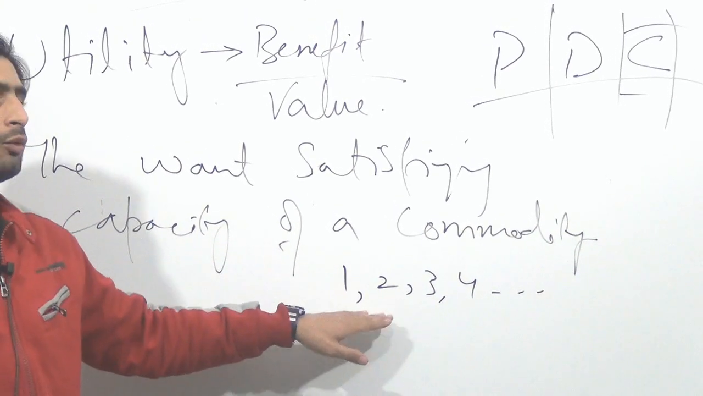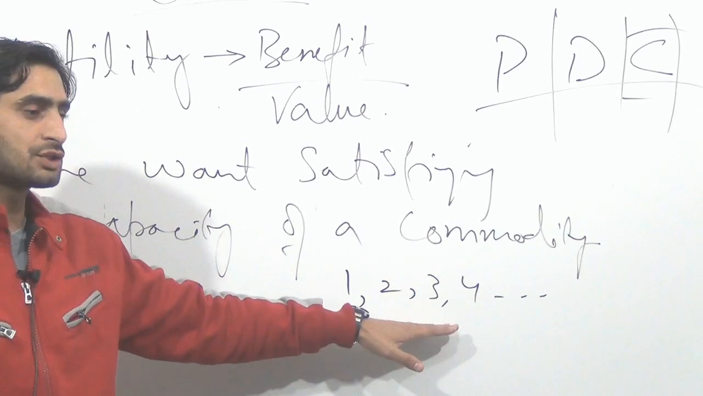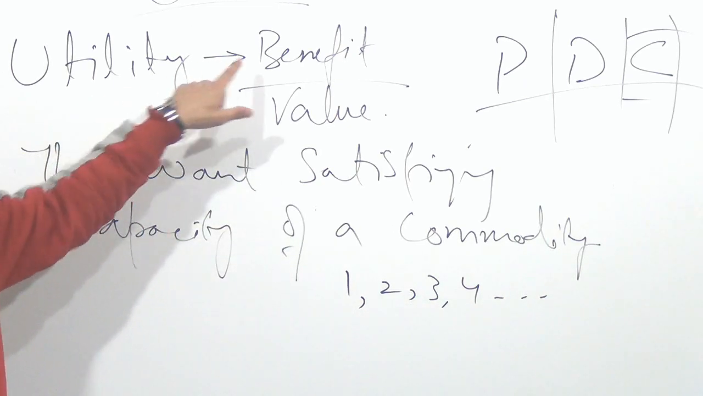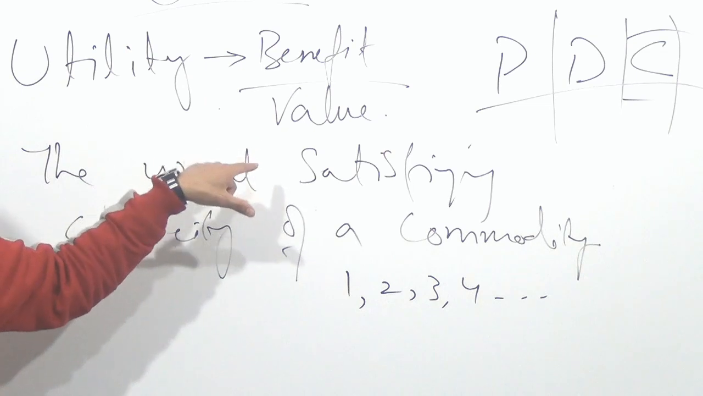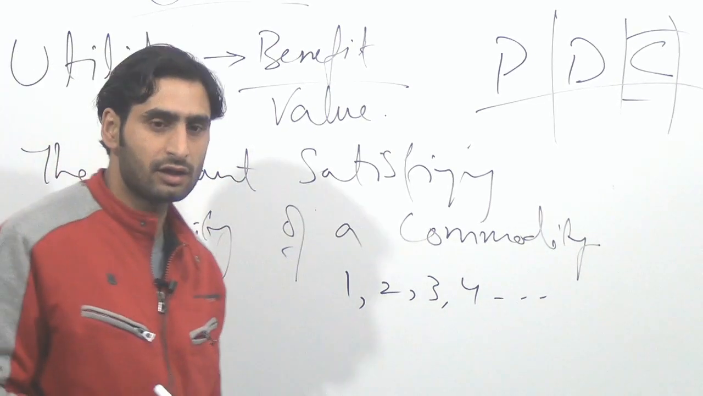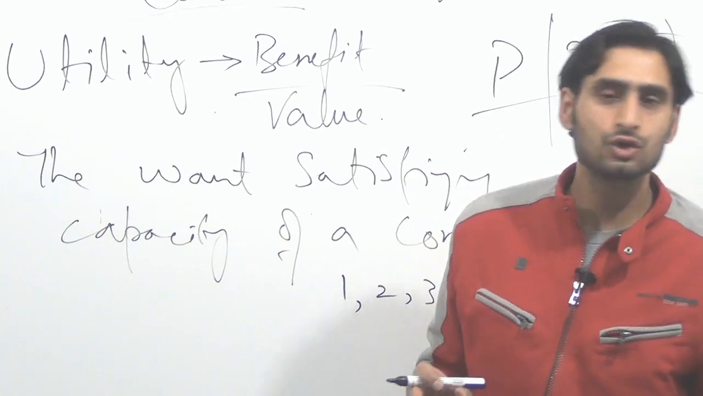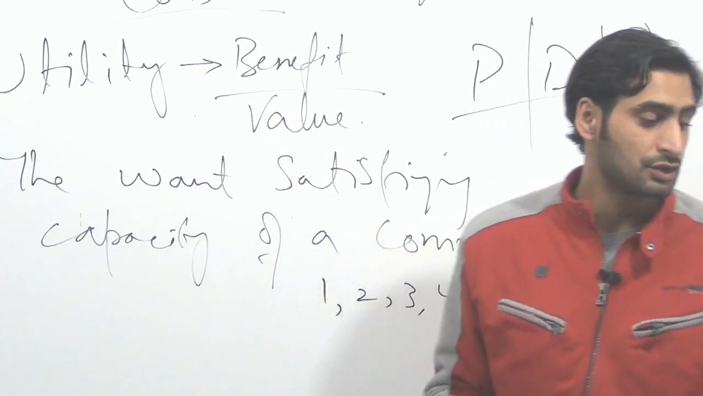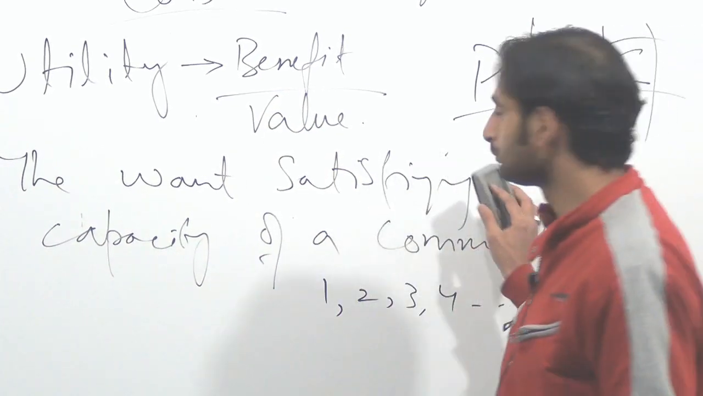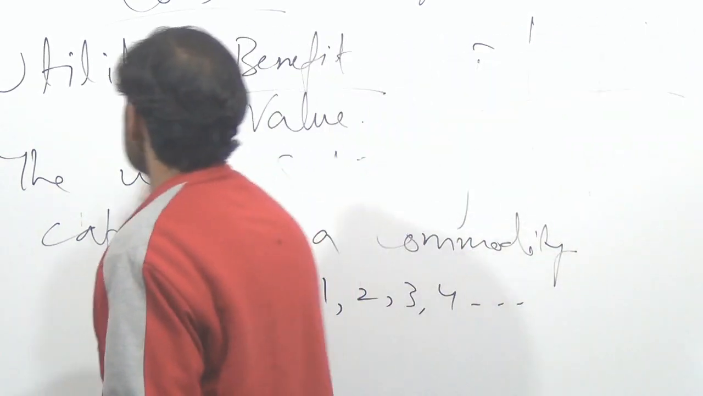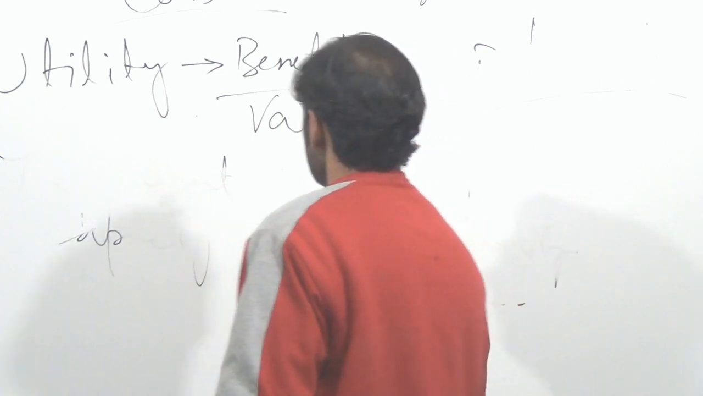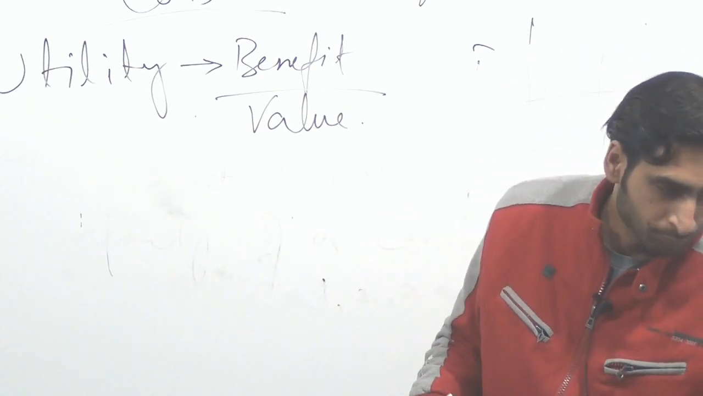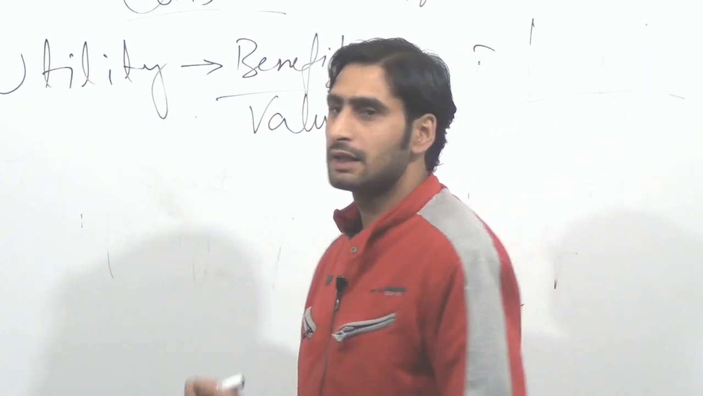We are going to use these cardinal numbers to understand how a consumer gets benefited, how he values a different set of commodities. But here we are not going to take the two commodity case, we will be taking a single commodity case. Utility simply is the want satisfying capacity of a commodity, as I said earlier. How and why? So I'll be taking an example.